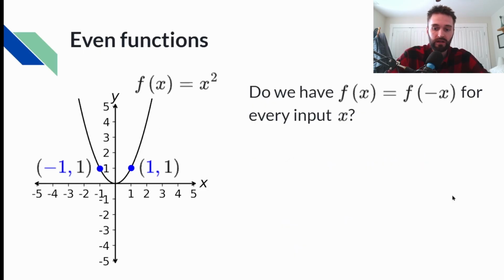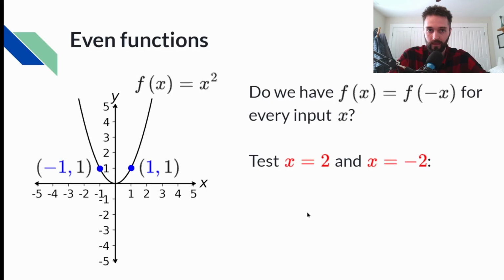So let's try a different x value. Let's try x equals 2 and x equals negative 2. Let's see what we get. f of 2, in red here, is going to be equal to 2 squared. That's what we get when we plug 2 into the function. 2 times 2 is equal to 4. So that means that f of 2 is equal to 4.